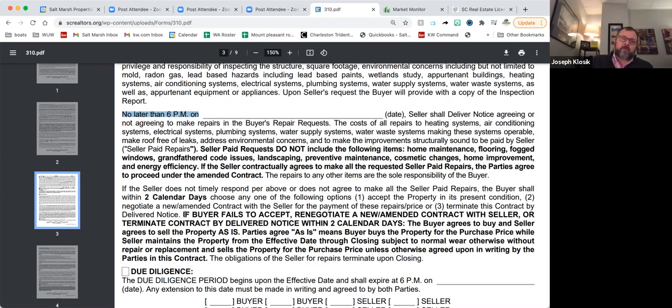So what happens in that 2 days, if the buyer can choose any one of the following: accept the property in the present condition, negotiate a new amended contract, which clearly it's kind of hard to say they did, or they're going to because they haven't heard back yet, or terminate this contract by delivering notice, which means they can then submit basically notice of termination at that point because the seller hasn't agreed to do so. If the buyer fails to accept or any one of those, the buyer agrees and the seller agrees to purchase the property as is. And it goes on to the as is at that point.